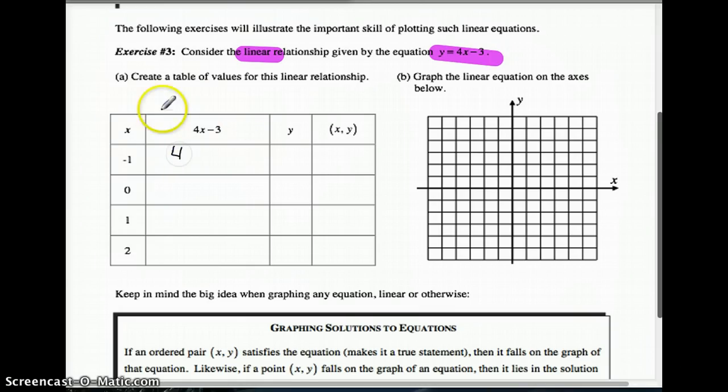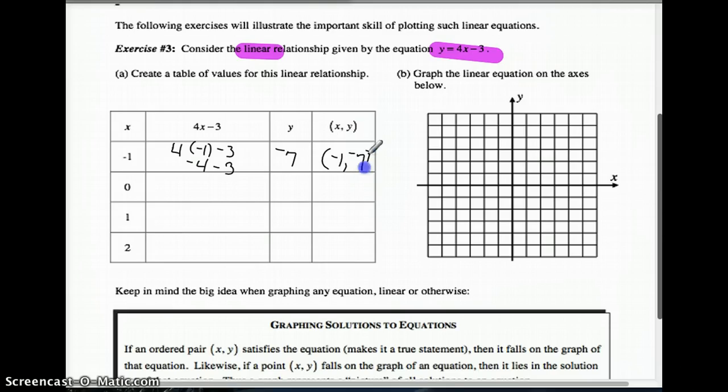Okay, so we have values for x that we're going to input into the expression here that is equal to y. So in this case, it's going to be 4 times a negative 1 minus 3. It's 4 times negative 1, so that's a negative 4 minus 3. Negative 4 minus 3 is a negative 7. Therefore, my x-coordinate is negative 1. My y-coordinate is negative 7. And the point on the graph is negative 1, negative 7, which actually falls one below the graph. But that's okay. You can estimate that.